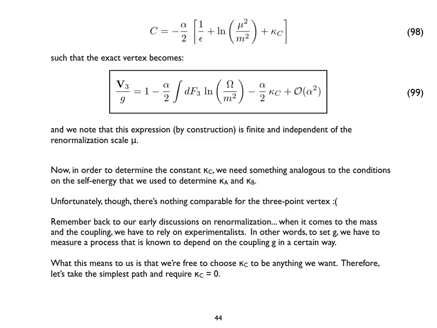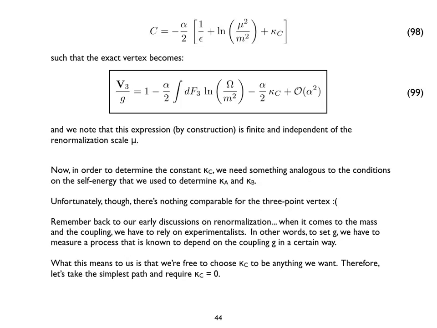To determine that Kc or kappa C, we need a boundary condition, right? And we talked about this in the beginning. The problem with that is that we don't have enough conditions. We had the condition on the VEV. We wanted the VEV to be 0, and we wanted the single particle states to have the correct normalization. But we had 4 parameters that we had to determine, right?